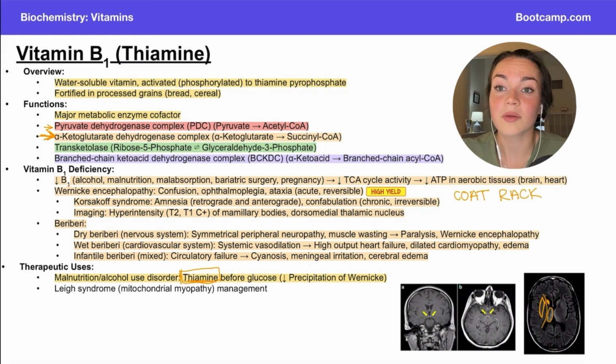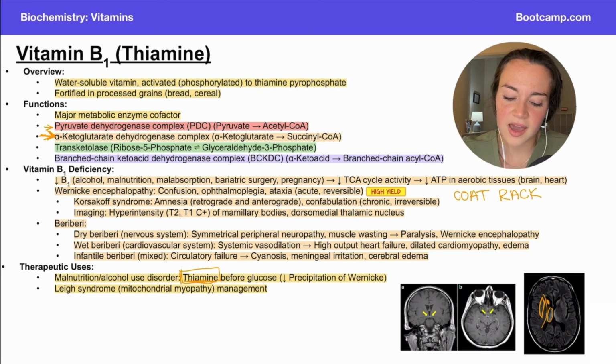And then the other therapeutic use of thiamine is in a condition called Leigh syndrome, which is a mitochondrial myopathy, and administration of thiamine is just part of the management. I'd say that's a lower yield point, but the NBME seems to love the mitochondrial myopathies more and more these days, so I was too afraid not to say anything. So there's your tidbit. All right, so let's wrap this up.